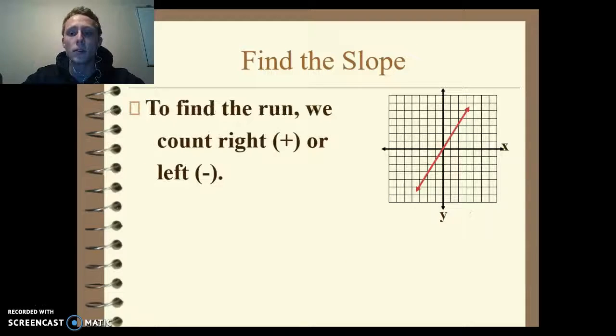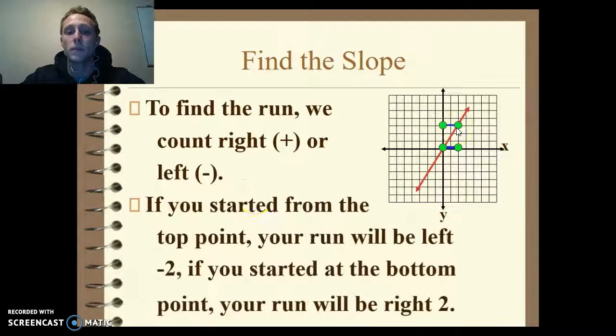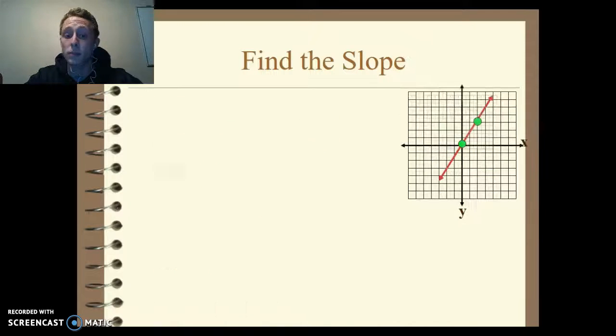Now let's find our run. So we're going to choose the same 2 points. And if you'll notice, our run is going to be 2 if we selected this point, and -2 if we selected this point. So we're trying to get back to that well-defined point. If you started from the top point, your run will be to the left, and that means negative. And if you start at the bottom point, your run's going to be right. So that's going to be a +2.